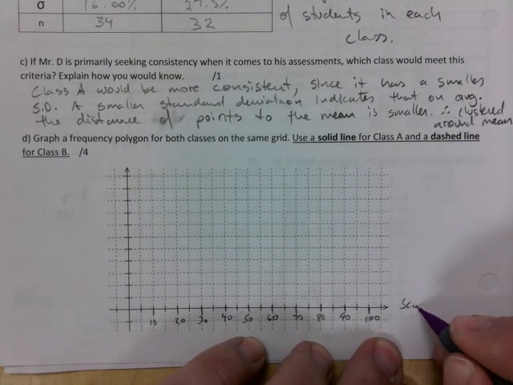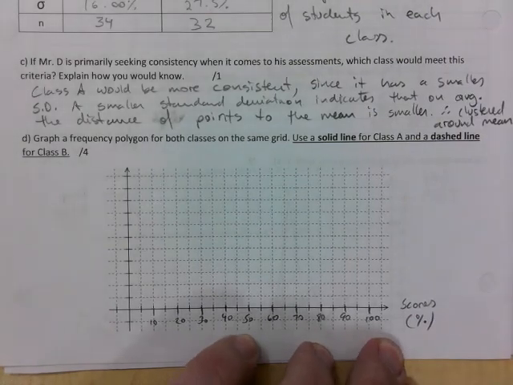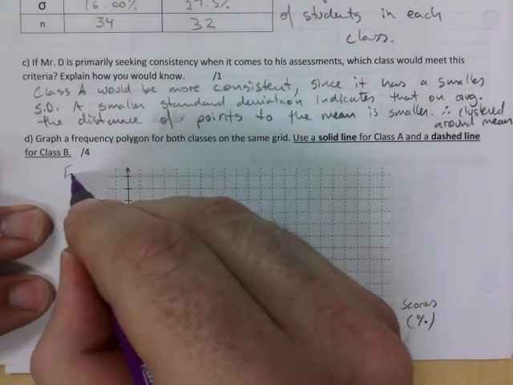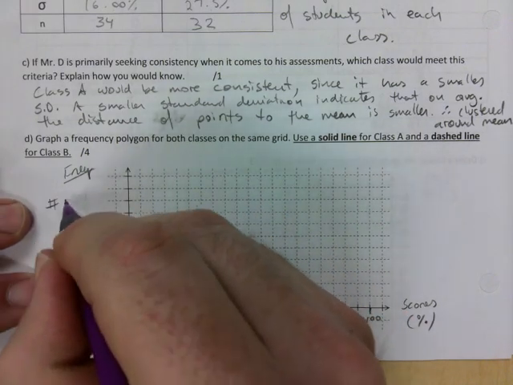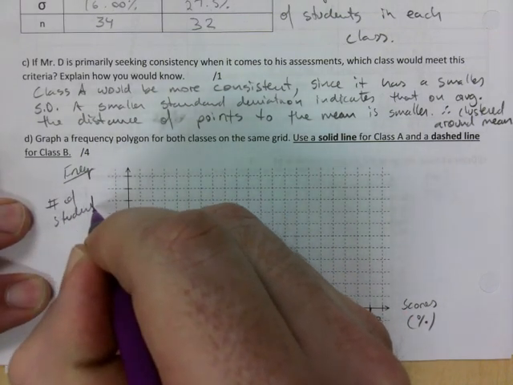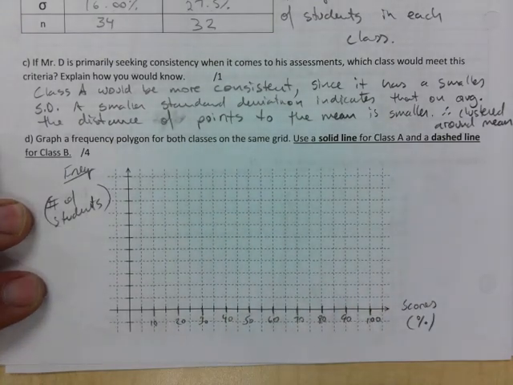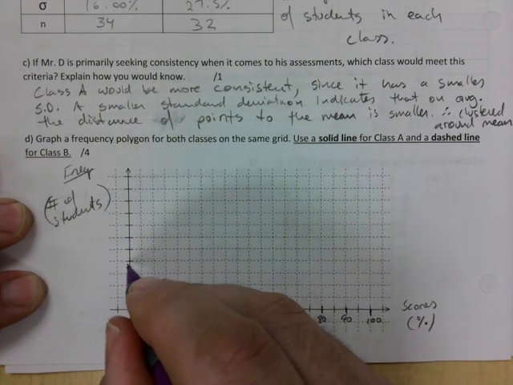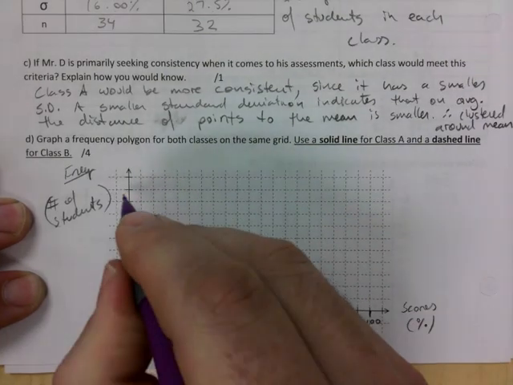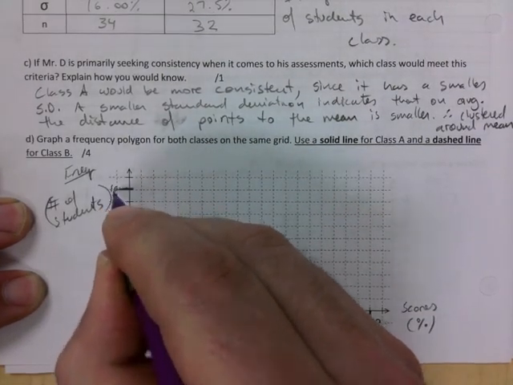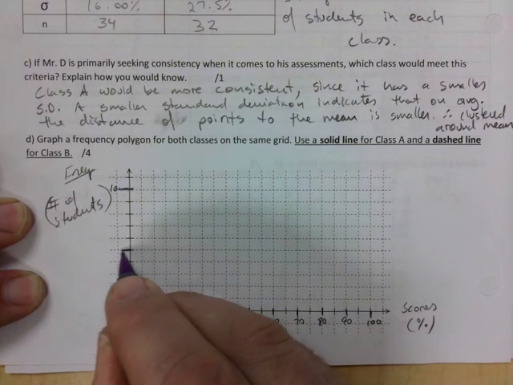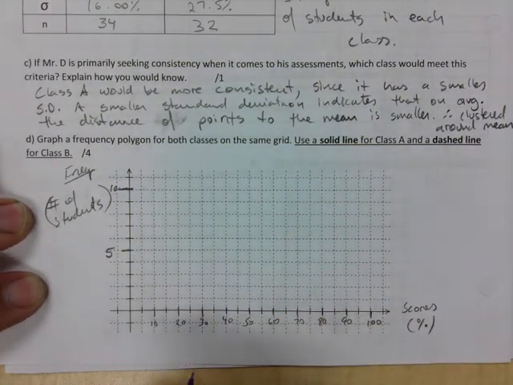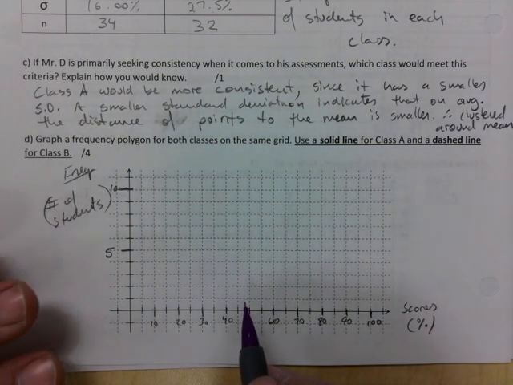So there would be scores as a percentage, and this would be frequency, number of students, okay? And the highest frequency is 10. So let's see, 1, 2, 3, 4, 5, 6, 7, 8, 9, 10. Perfect. That works out perfect. So this is 10, and halfway this is 5. Okay. So that's my frequency, and then we want frequency polygons, all right? So let's do class A first.